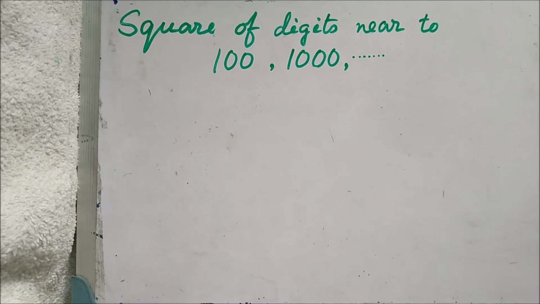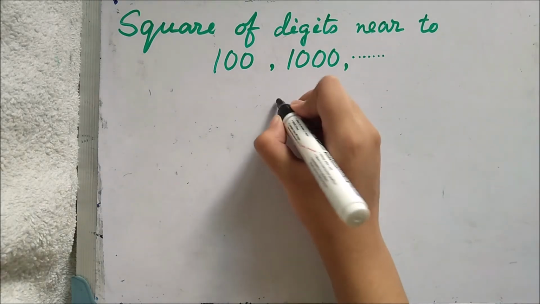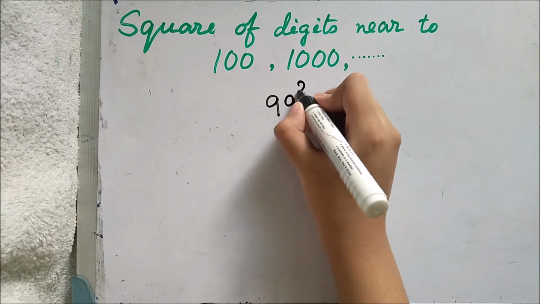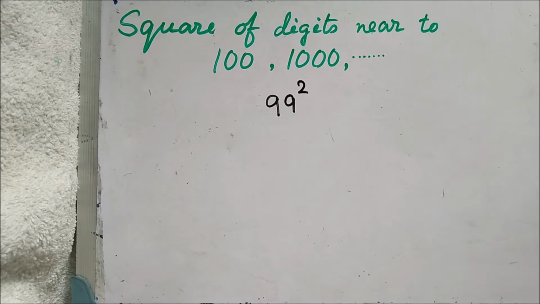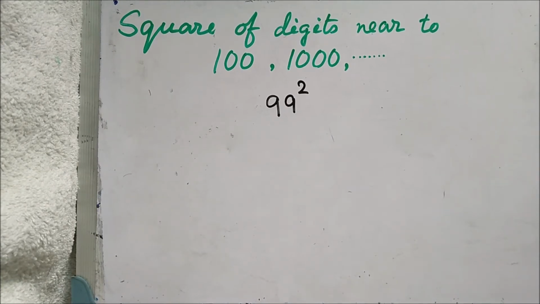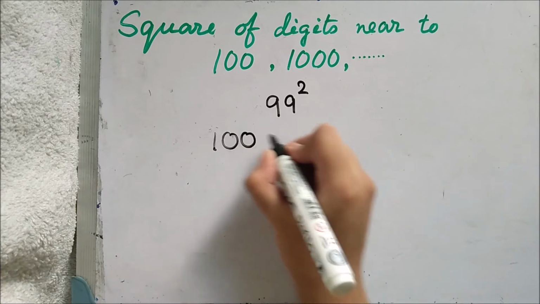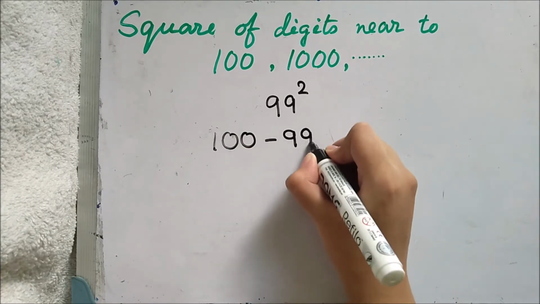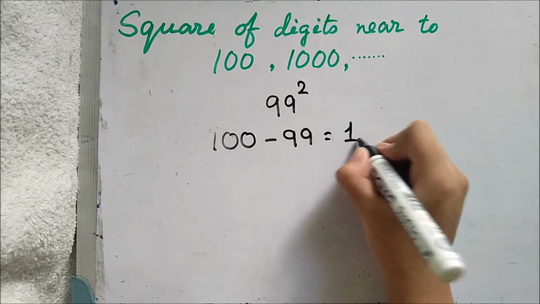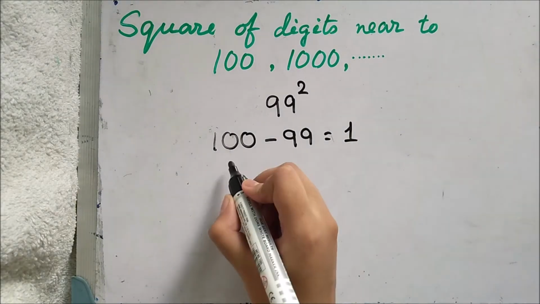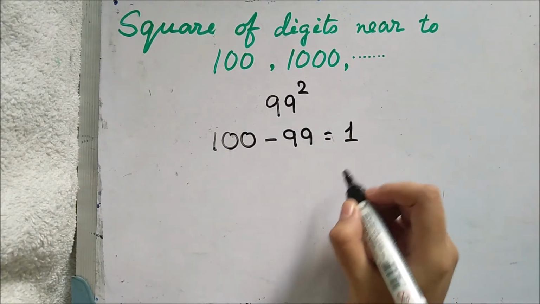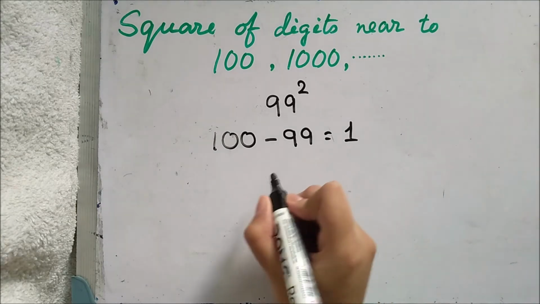We will take the example of 99. We know 99 is near to 100 and lesser than 100. Our first step will be 100 minus 99, that is equal to 1. We will take 100 as the base and hence the answer is 1.